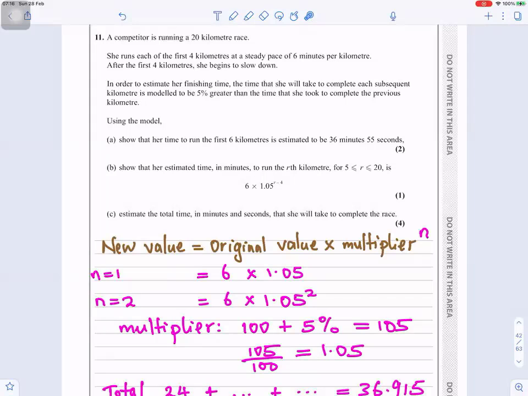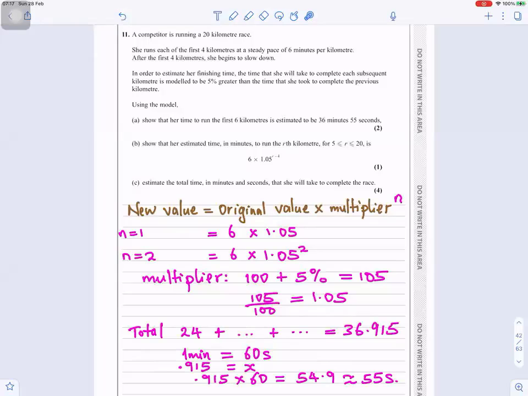Question number 11. A competitor is running a 20 kilometer race. Part A, show that her time to run the first 6 kilometers is estimated to be 36 minutes 55 seconds. So we can use this formula: new value equals original value times multiplier to the power n. So when n equals 1, you get 6 times 1.05. When n equals 2, 6 times 1.05 to the power 2.